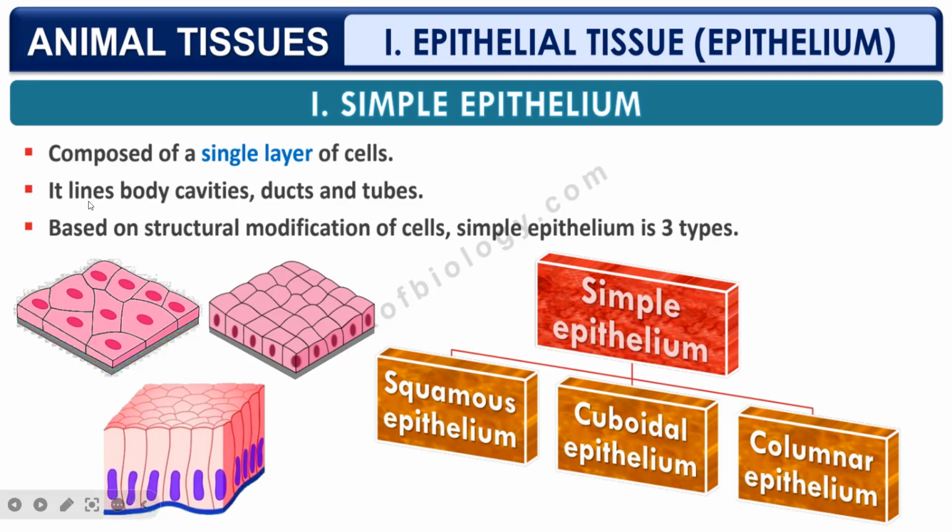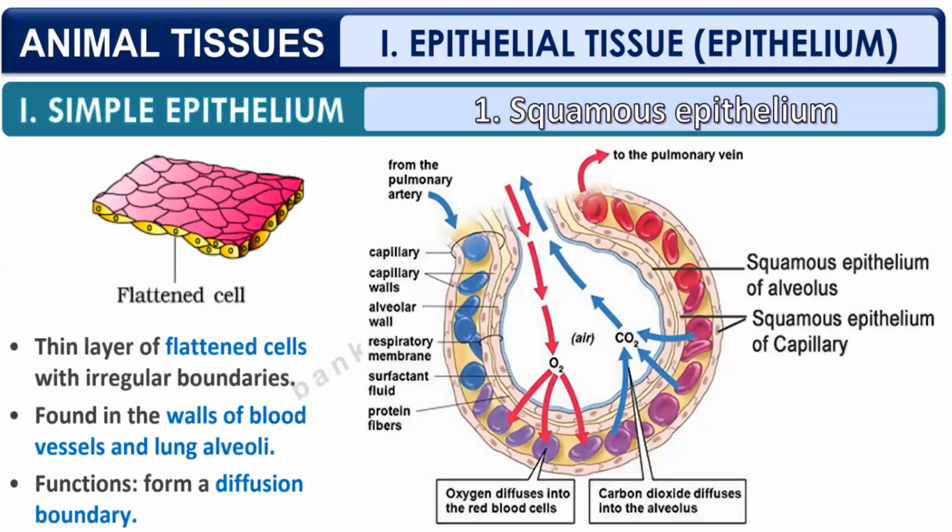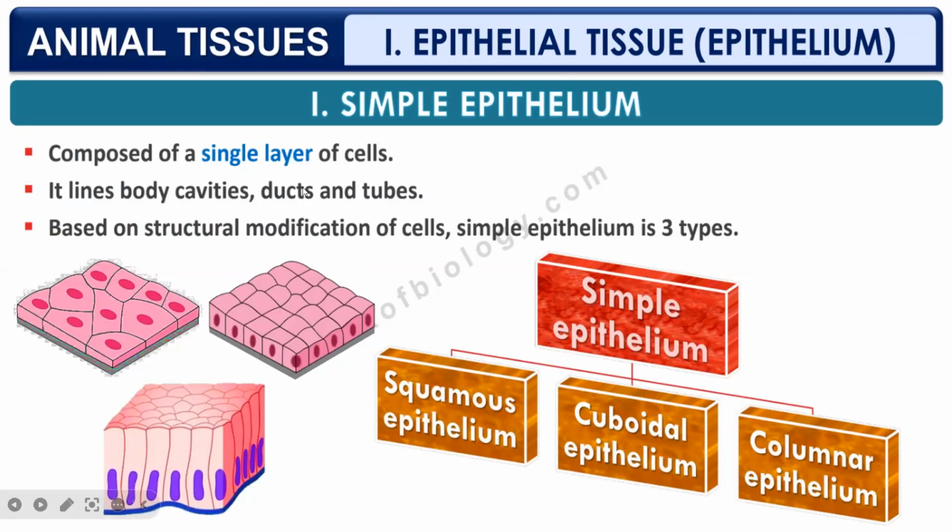Urethra, ureter, that. Based on structural modification, simple epithelium is of three types: squamous epithelium, cuboidal epithelium, and columnar epithelium. Squamous is an irregular shape. Cuboidal, the cells are in the shape of cubes, and columnar, the cells are like a column. So you'll write this first.